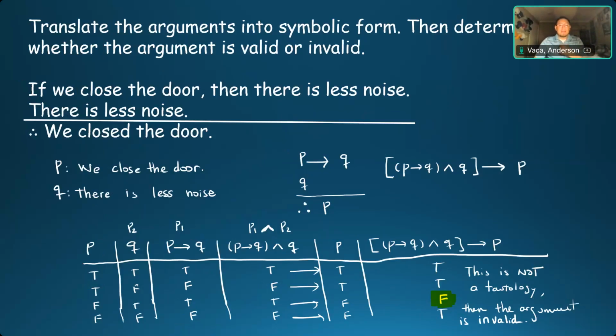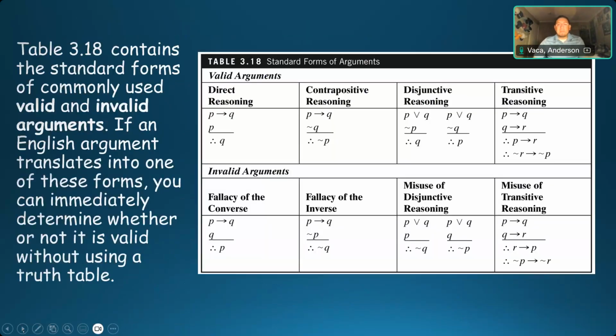Alrighty then. So we've done 3 examples. 2 of those have been valid arguments. One of those was an invalid argument. But I want to show you something here. There is a table in your book that can summarize things for you.